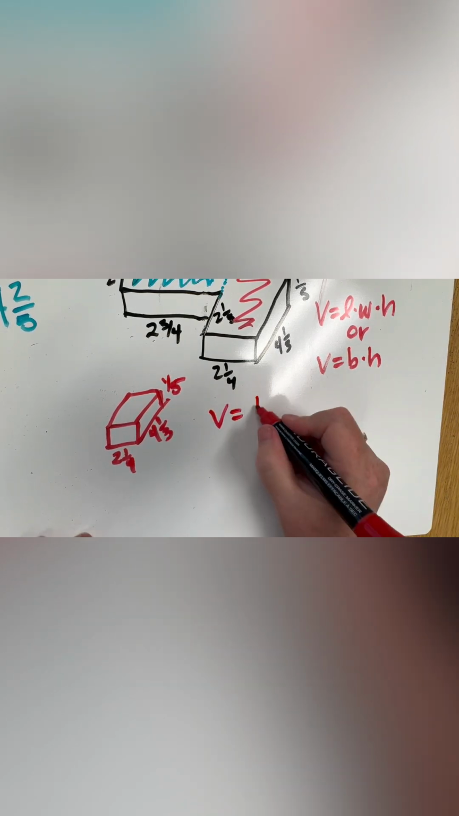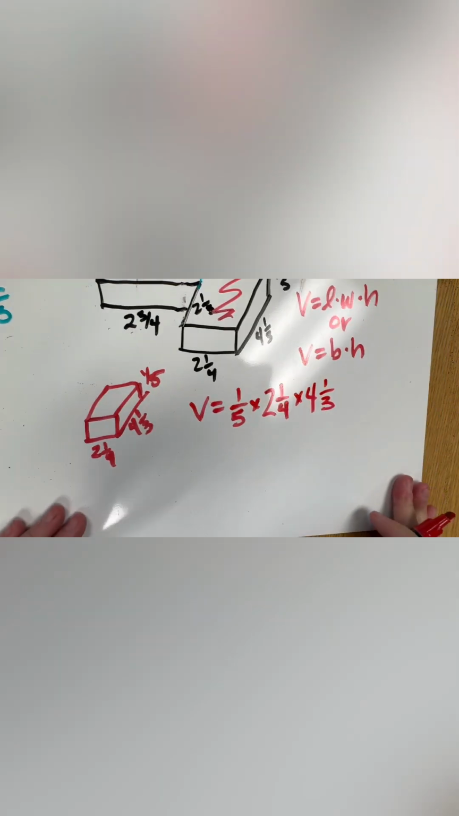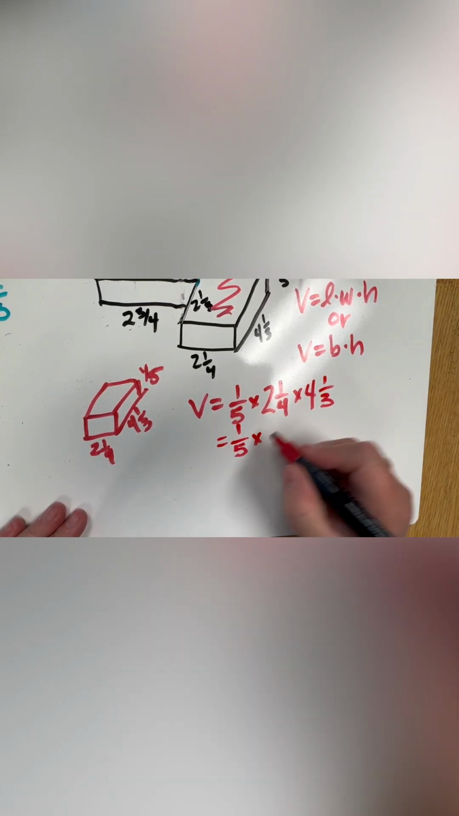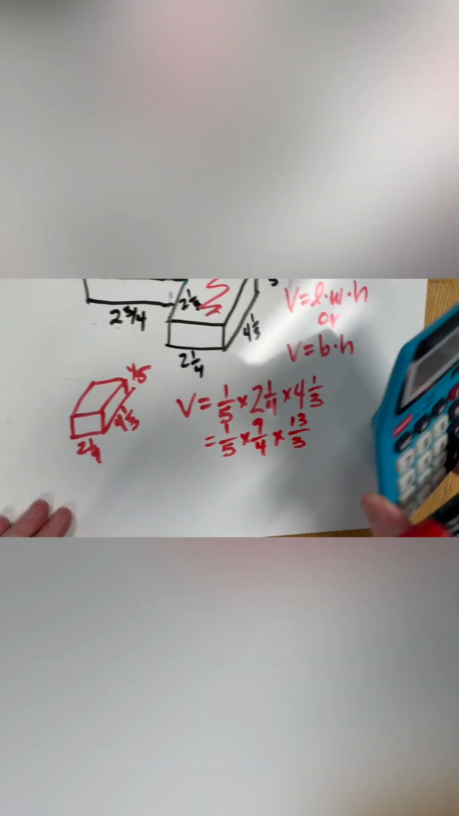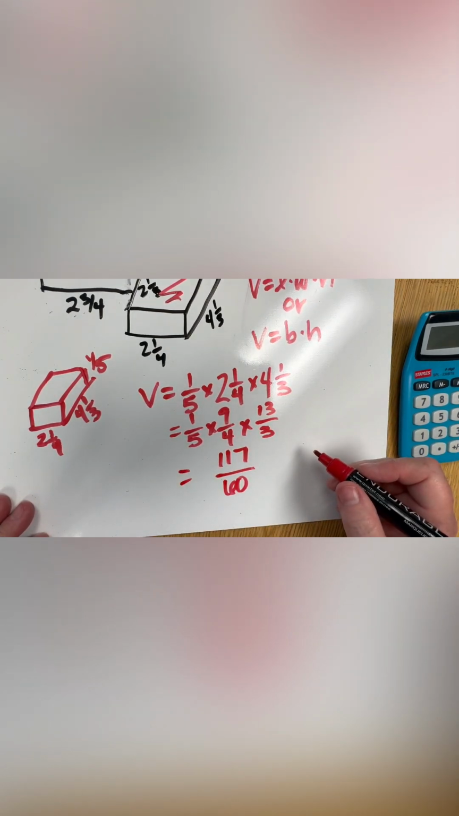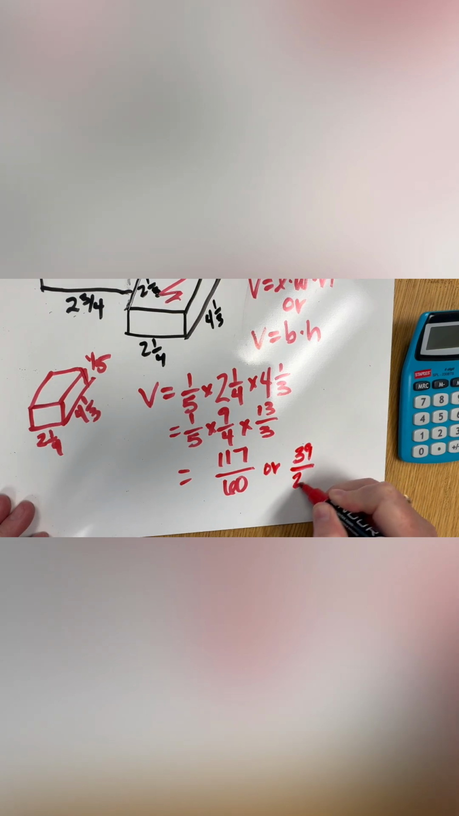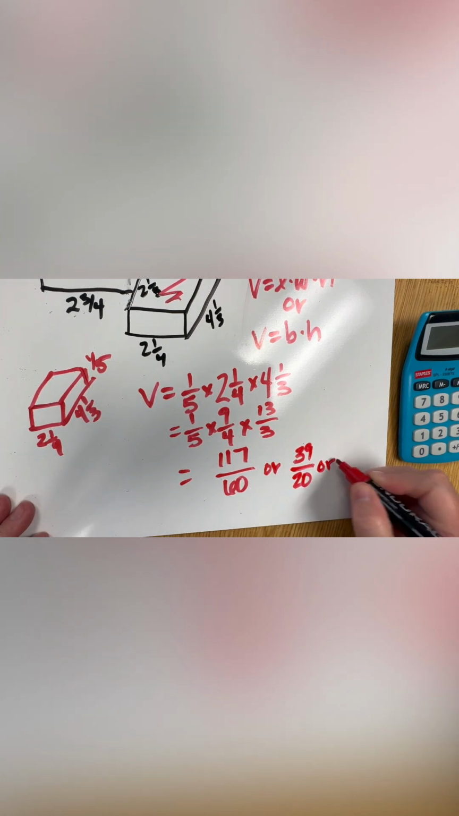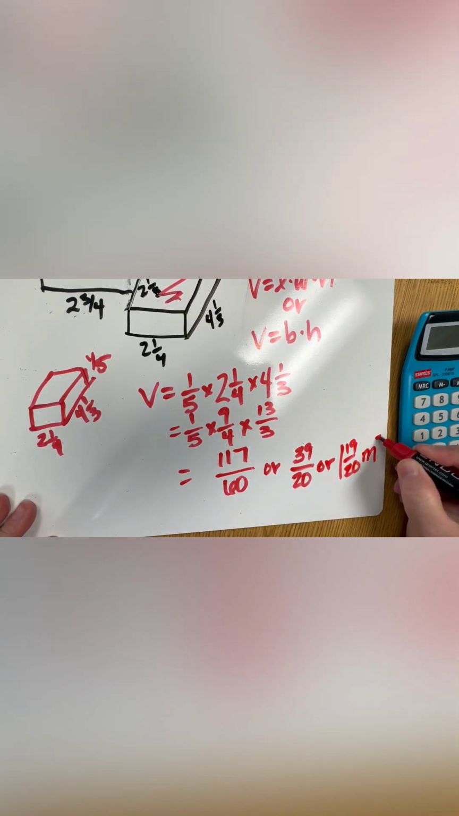So again, my volume is going to be 1/5 times 2 1/4 times 4 1/3. Okay, change those into improper fractions. 9 over 4, 13 over 3. And I can multiply, and I'm going to use my handy dandy calculator. So 9 times 13 equals 117 over 20 times 3, which is 60. And so it's not going to work nice and neat, but I can reduce it to 39 over 20, or that would be 1 19/20, and it is still going to be meters, and it's still volume, so it's meters cubed.